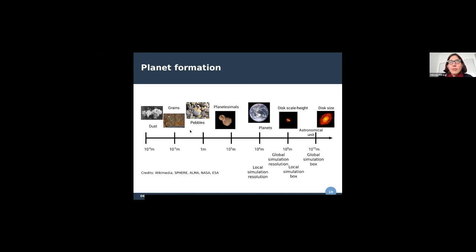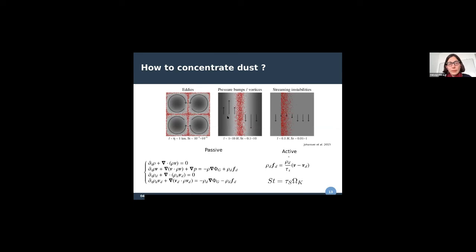But the intermediate size solids, so to go from pebbles to planetesimals, is not very well known, and probably it's a coupling between the solids and the gas that would allow us to form planetesimals. And if we have one large-scale anticyclone, like the one formed by the Rossby wave instabilities, it could help to concentrate solids at the center of these anticyclones, and where you could have local gravitational collapse and formation of planetesimals. So that's another big question of the domain: how to concentrate the dust in order to form planetesimals.